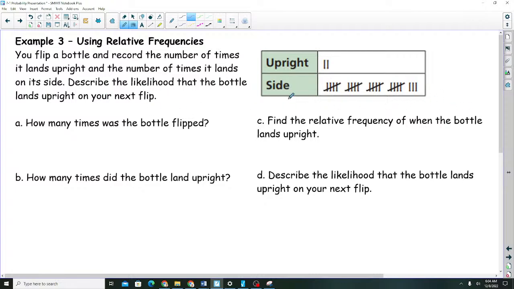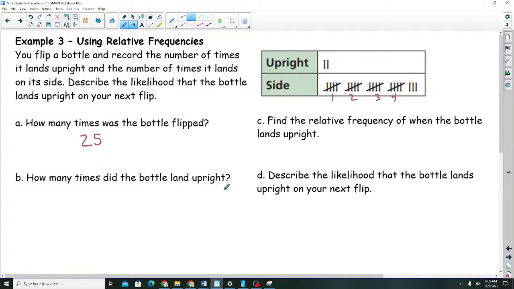Now, normally, this is all you get as a question. I broke this down to help you think through it. First thing that might be helpful to find is how many times the bottle was flipped. So if we count, we've got 1, 2, 3, 4 groups of 5 is 20, and then 21, 22, 23, 24, 25. So the bottle was flipped 25 times.